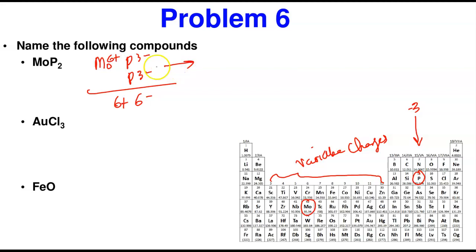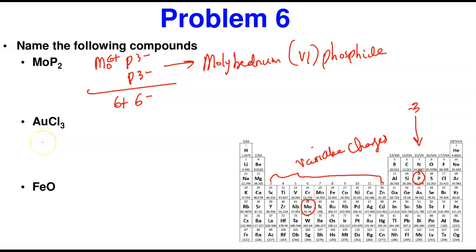And then when you name this thing, what are we going to have? We're going to have molybdenum 6 phosphide. You have to name it as phosphide. That's the name of the anion, as molybdenum 6 phosphide. We go to the next one.